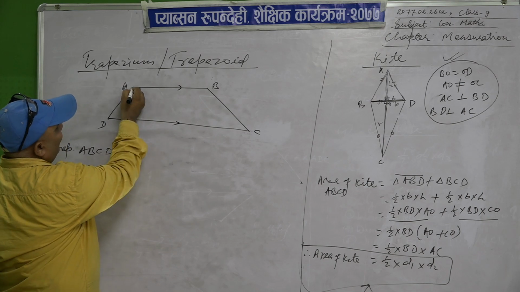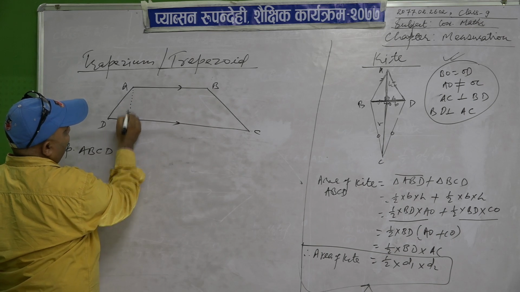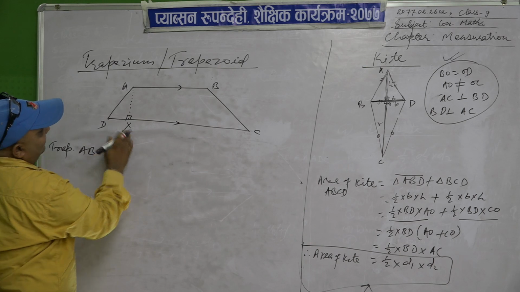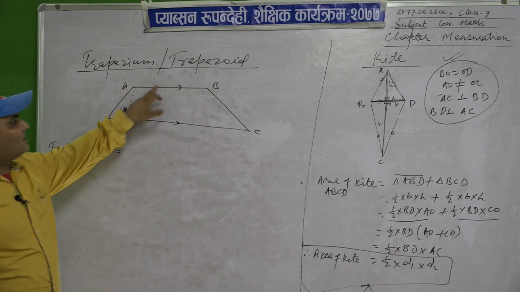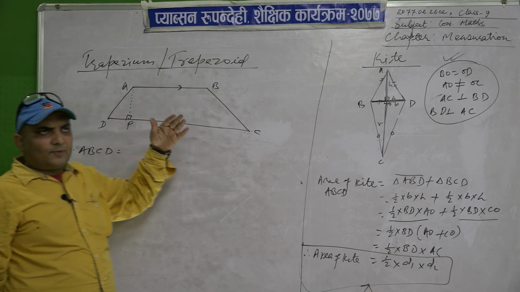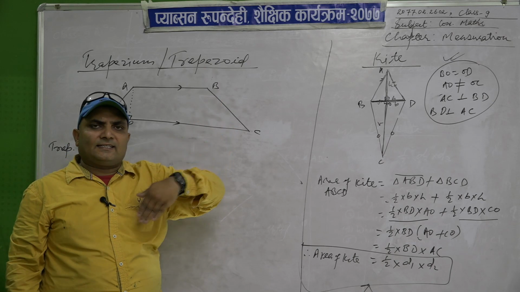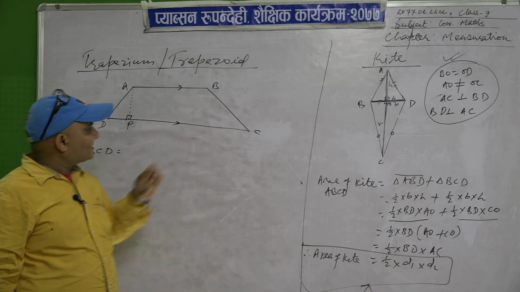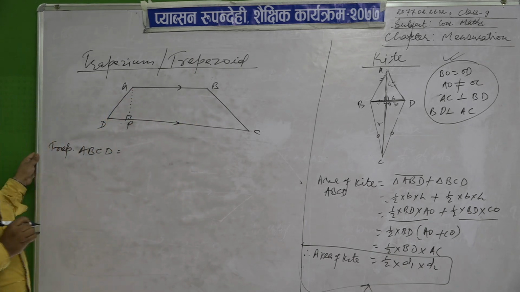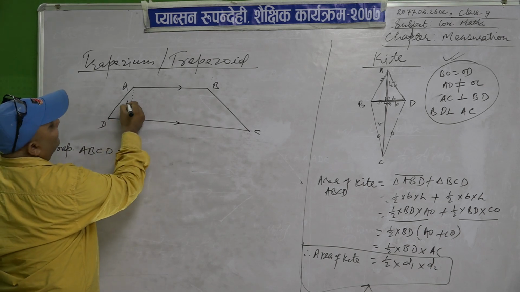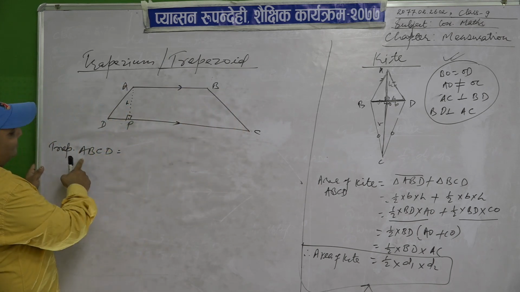We have to construct a height. Suppose this line is the height of the parallel lines, AX or AP. Suppose AP is the height of these parallel lines, and we have already discussed the height of parallel lines. The height of the parallel lines is the height of all figures which are inside the parallel lines. So either we can make the height here or here. AP is the height of the parallel lines, that's why AP is the height of the trapezium also. We have to find the area of the trapezium.